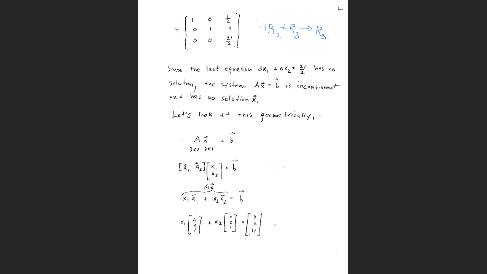And remember, it's an augmented matrix. So the last row presents a problem, right? Because that row stands for this equation: 0x1 plus 0x2 equals 21/2. Well, that has no solution. So that means that this system of equations is inconsistent and has no solution.